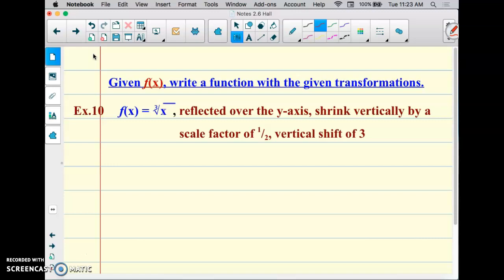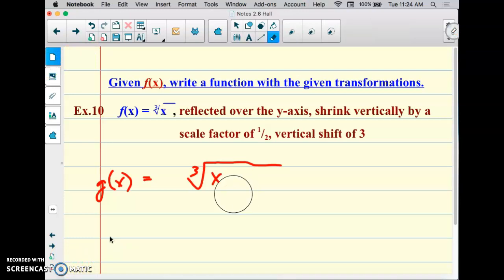We can knock all this out kind of at once. We know it's going to be a new function. Let's call it g of x. And it's going to have the cube root of x. Now we got some things that are going to go alongside of it. Immediately I see the reflected over the y-axis, which tells me that I'm going to have to make something negative. And since it's the y-axis that we're being reflected over, we're going to make the x opposite. So we'll make the x negative. So far we have negative x.